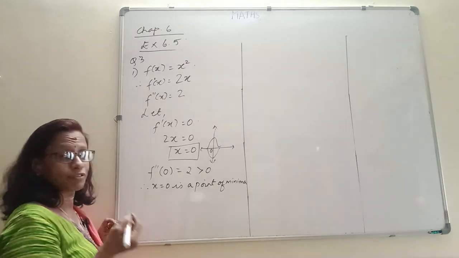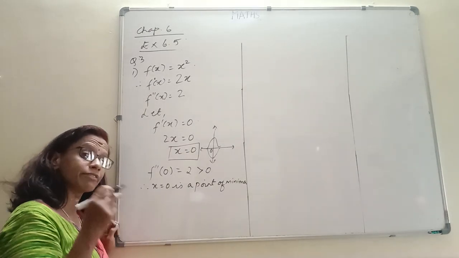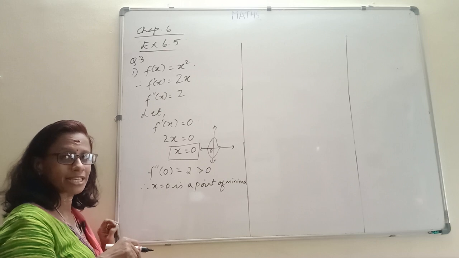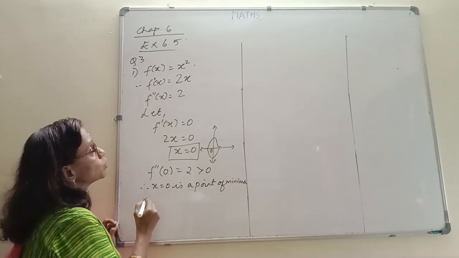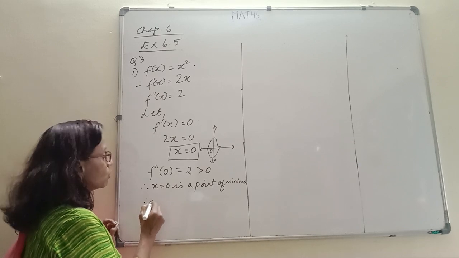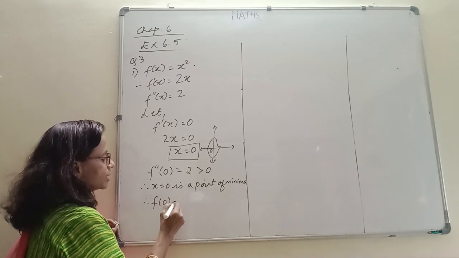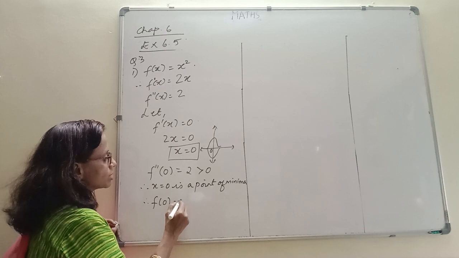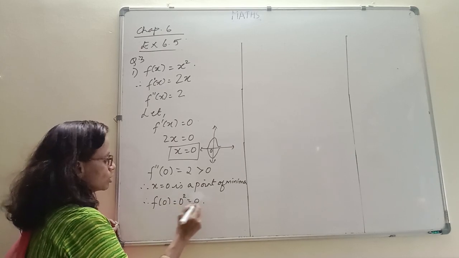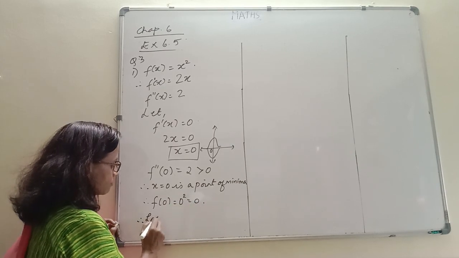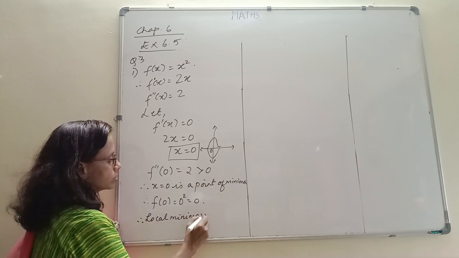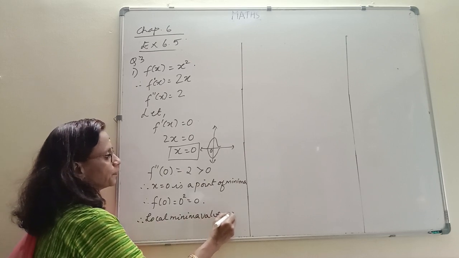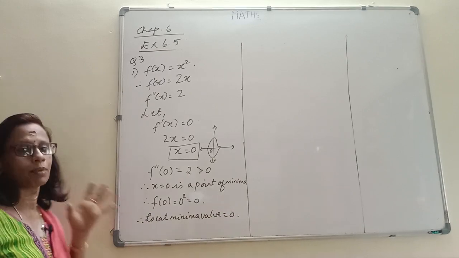Then they say first find out local maxima and minima, and then what is the local minima value. So the local minima value will be f at 0, which is x squared, so that is 0 squared, which is 0. So therefore the local minima value is 0. That is what the problem is expecting.